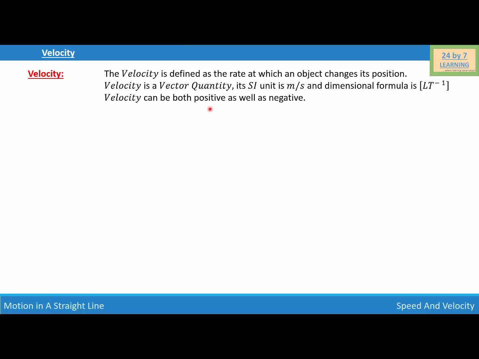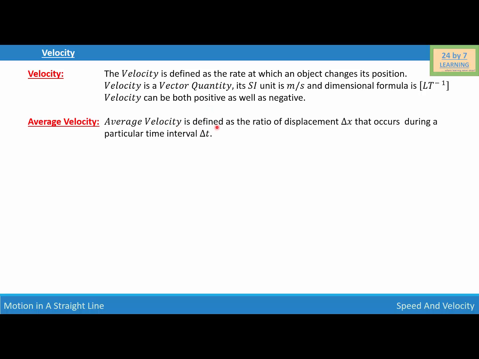In other words, we can say that the rate of change of position is known as velocity. Velocity is a vector quantity, so it can be both positive as well as negative. Average velocity. Average velocity is defined as the ratio of displacement delta x that occurs during a particular time interval delta t. So average velocity is defined as V average is equal to delta x over delta t, that is equal to x2 minus x1 over t2 minus t1.